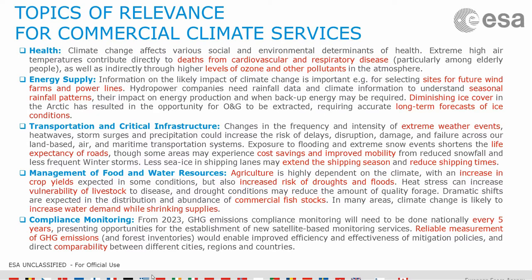In terms of energy supply, consequences of climate change will be apparent, for instance, for identifying sites for future wind farms, where to locate power lines. For the hydropower industry, the companies will need better rainfall and climate information in order to understand the seasonal rainfall patterns and what their impact is likely to be on energy production, and the need for how often and what type of backup energy could be required.